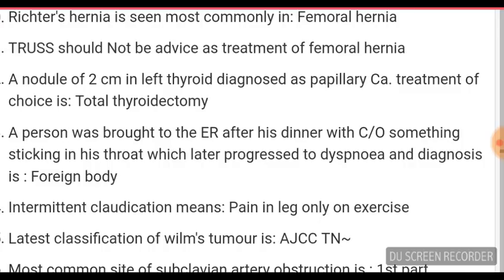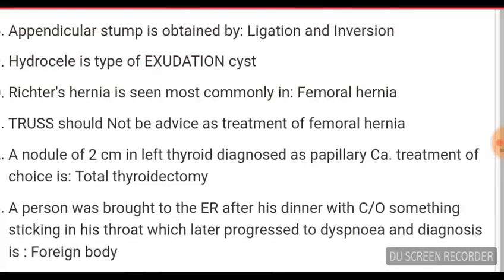A person was brought to the emergency room after his dinner with the chief complaint that something is sticking in his throat, which later progressed to dyspnea. The diagnosis is most commonly a foreign body going into the larynx or the airway.